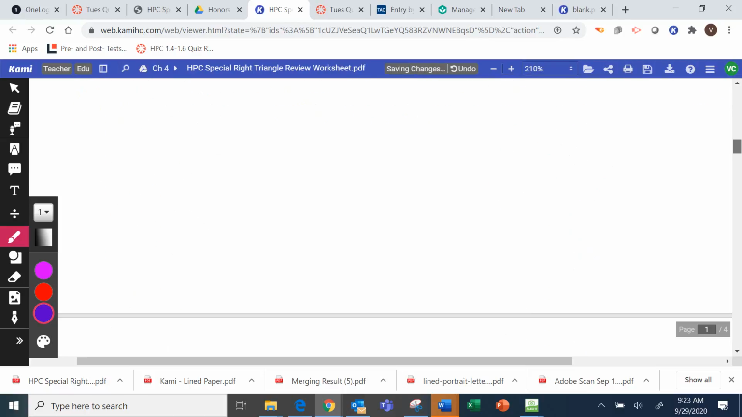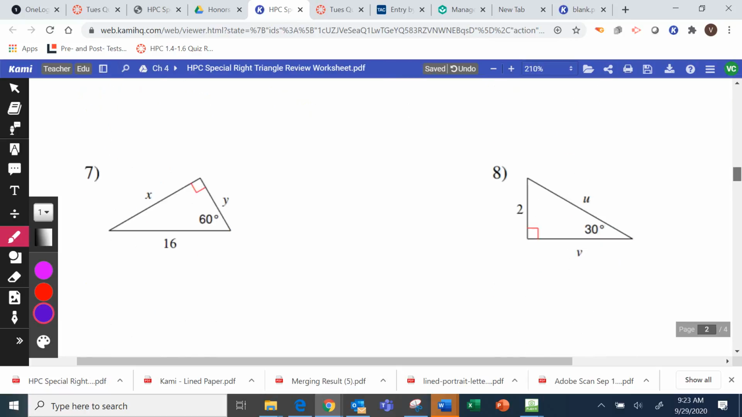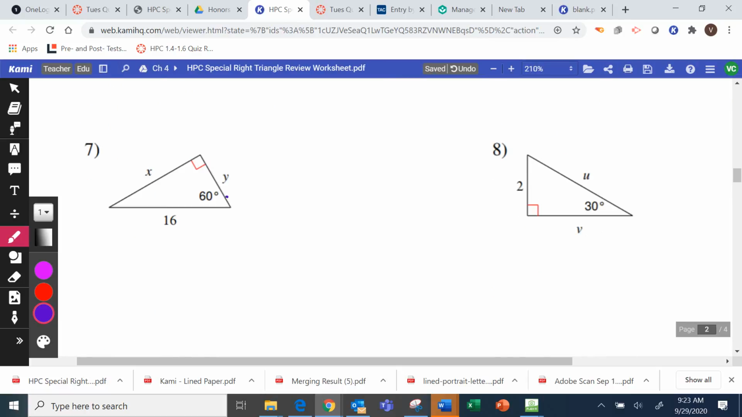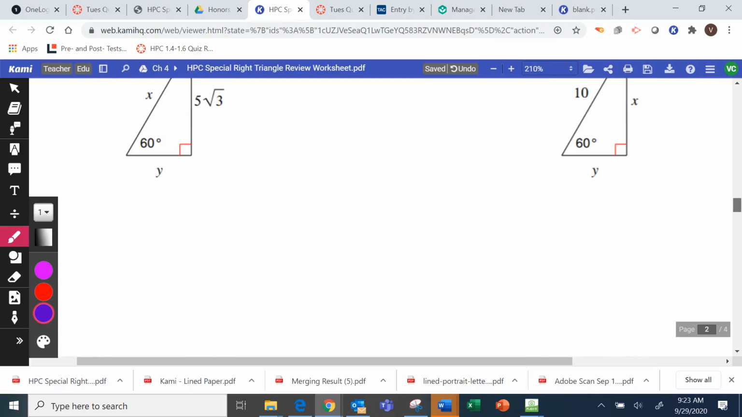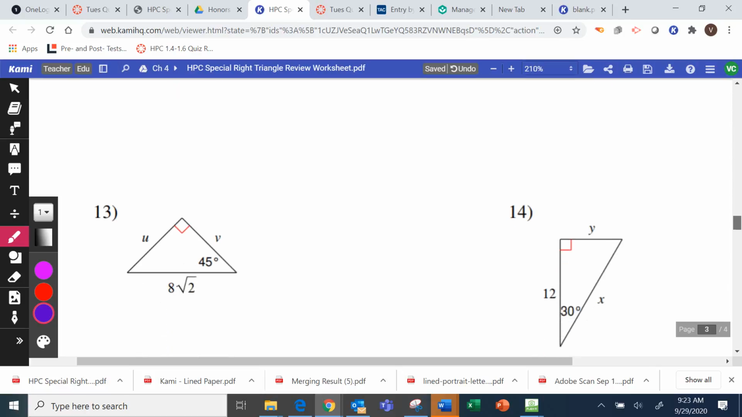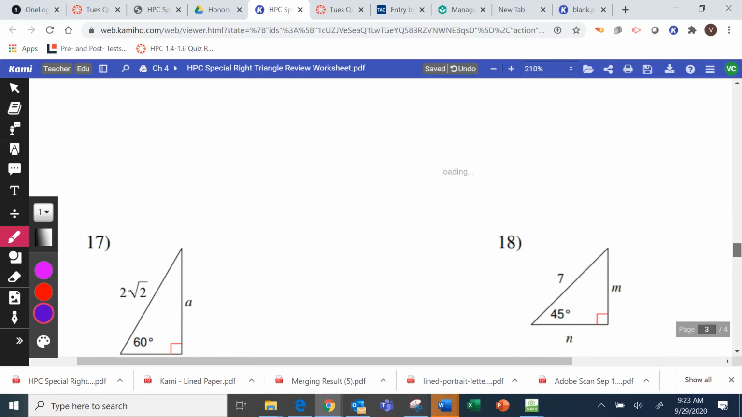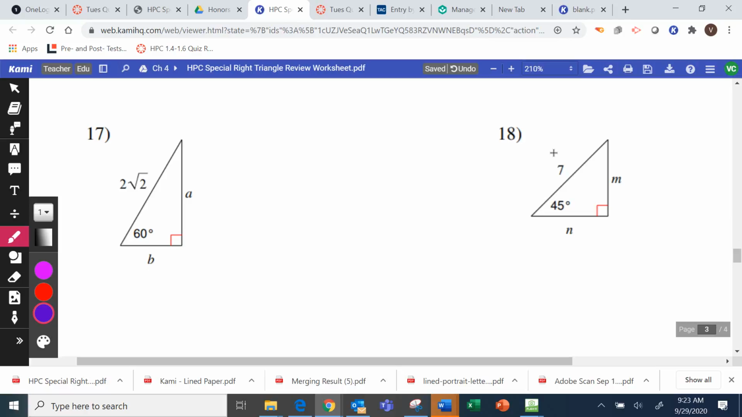If I skip ahead to one that's not 45, so number 7, you would be finding it for 60 degrees. Number 8, you'd be finding it for 30 degrees. And please practice writing sine 60, cosine 60, tangent 60, sine 30. Make sure you're putting that angle with it every single time, because that's where people get confused later, is they don't realize that angle has to stay attached. And then that is through question 18.